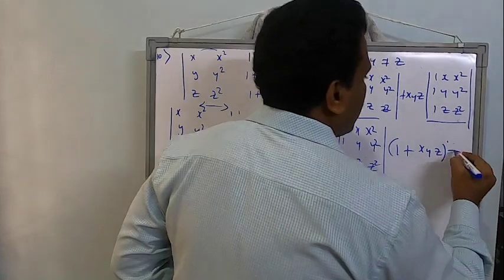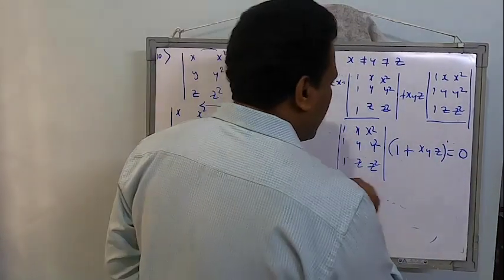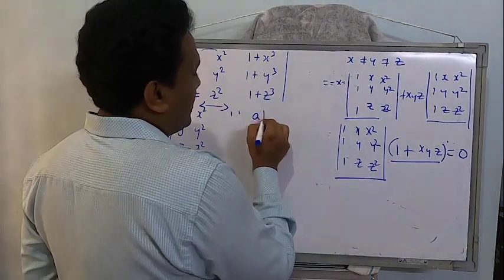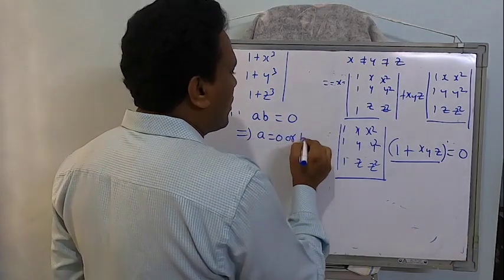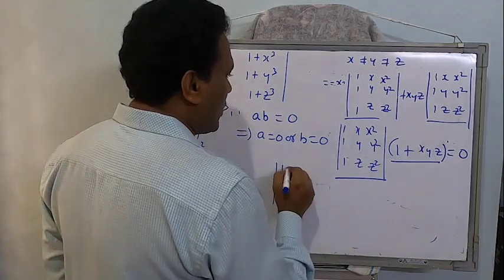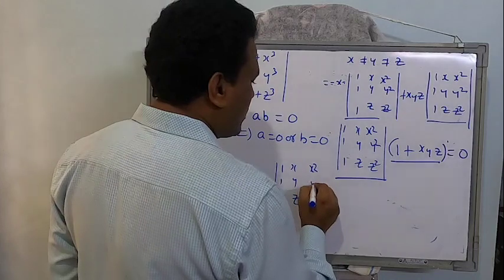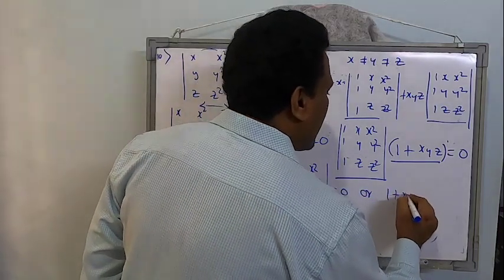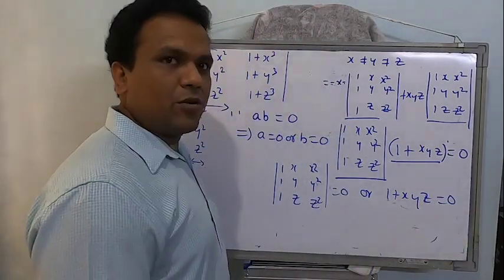Remember, the value of this has already been given as 0. It is something like, this is my first number, this is my second number. See, AB will be equal to 0. This suggests either A equal to 0 or the value of B should be equal to 0. This property I am going to use now. So 1, 1, 1, x, y, z, x square, y square, z square should be 0. Otherwise 1 plus x, y, z should be equal to 0.